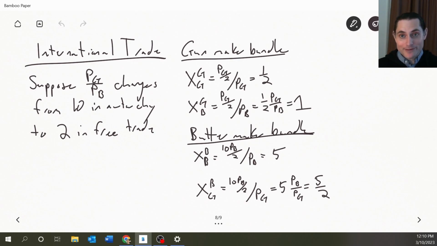The butter makers get 5 units of butter relative to the gun makers' 1 unit, and the butter makers get 5/2 units of guns, 2.5 guns, relative to 1/2 by the gun makers. So we've got inequality. Not only that though, the gun makers are actually worse off than they were before we opened up the trade. Okay, so now we've seen that trade in this case can actually increase inequality and harm some people.